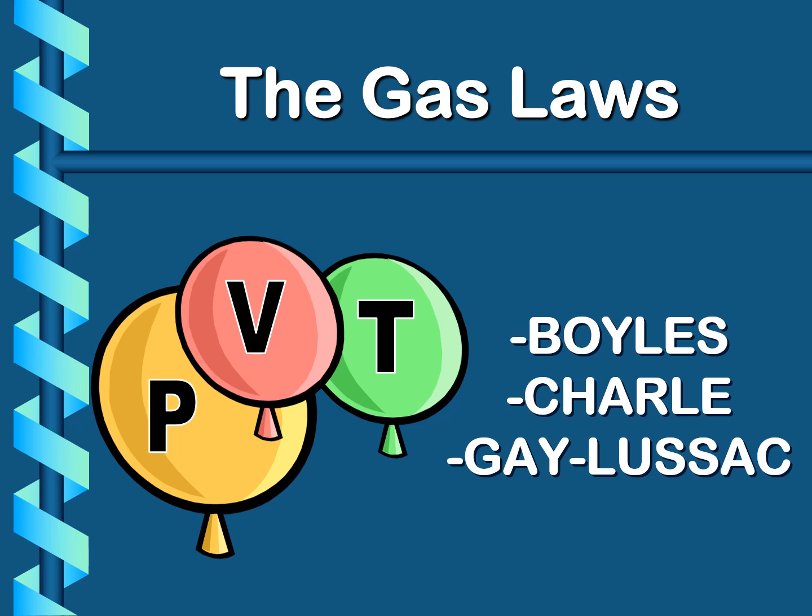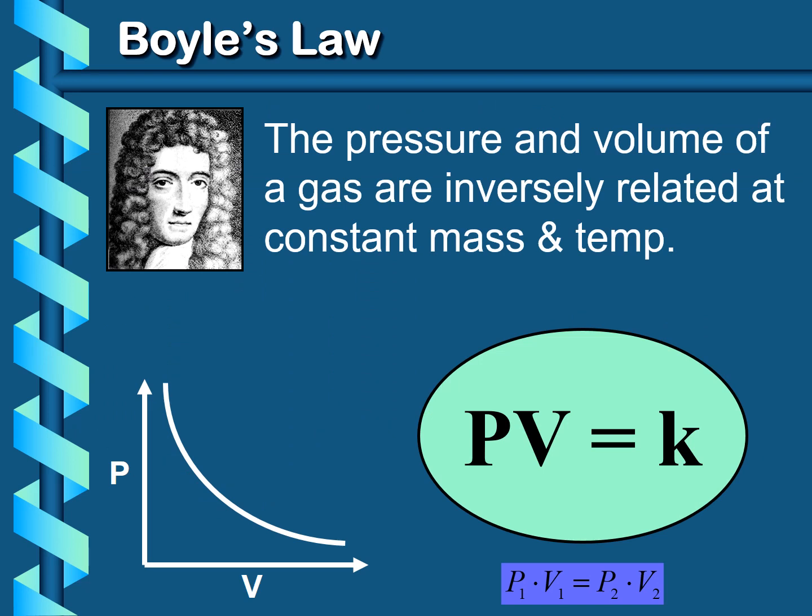Now, having those concepts, let us try to discuss or understand the gas laws. I will be discussing to you Boyle's Law, Charles's Law, and Gay-Lussac's Law. Let us try to discuss first Boyle's Law. Boyle's Law is postulated by Robert Boyle, and according to this law, the pressure and volume of a gas are inversely related at constant mass and temperature. So, the pressure and volume are inversely related or inversely proportional. This means that if the pressure increases, the volume decreases, and vice versa.